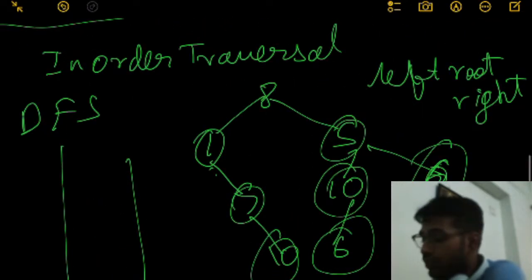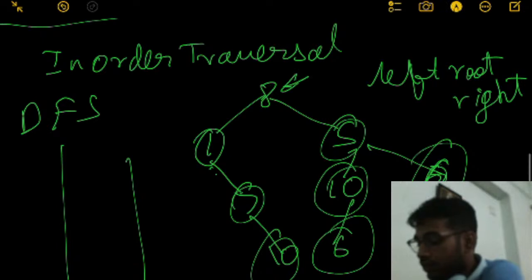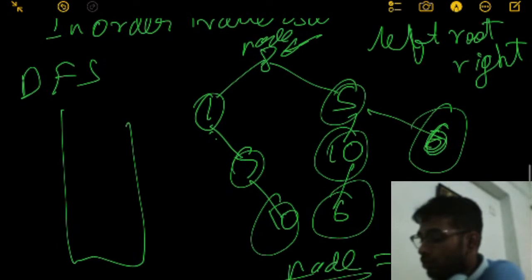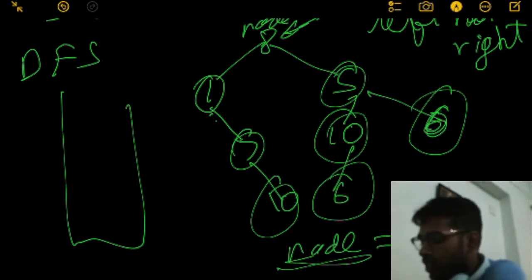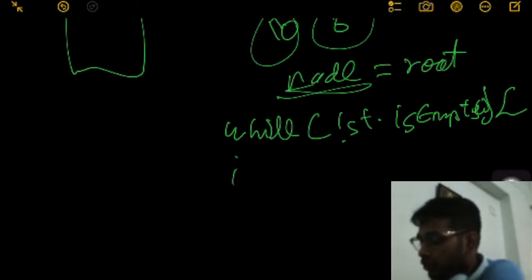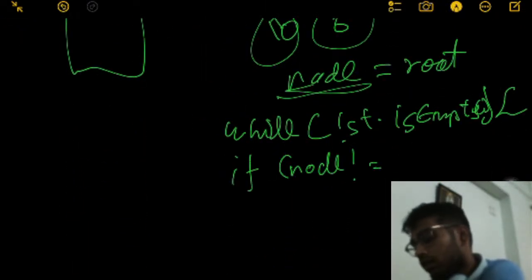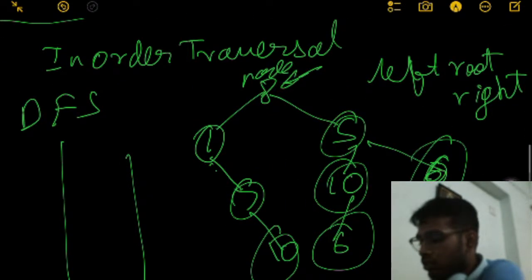So what we did was we took a node and we assigned it to root. So this is where node is. Now while the stack is not empty, what we do is we check if node is equal to null or not. So definitely node is not equal to null, right? It's 8. It's pointing to 8. So what we do is we push this to the stack and we move to left.